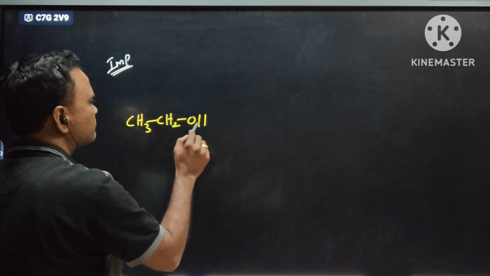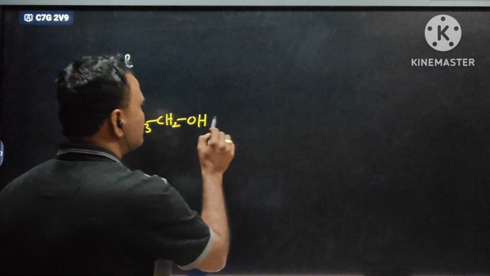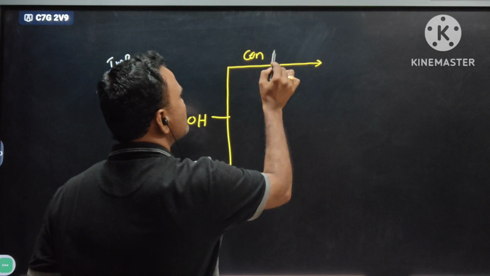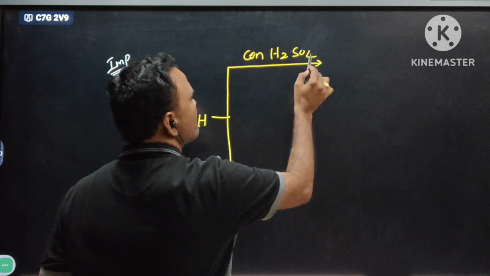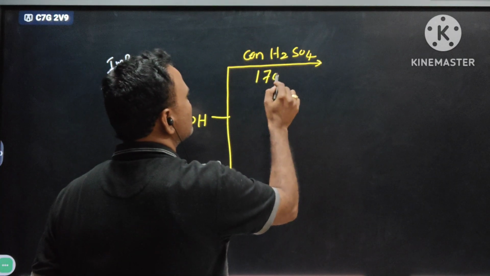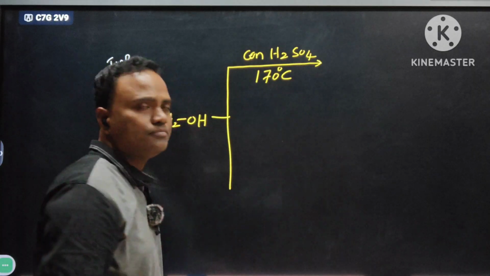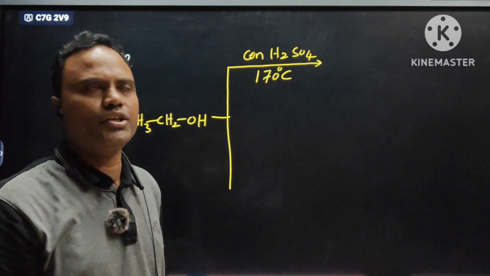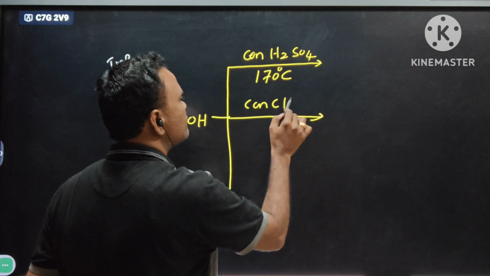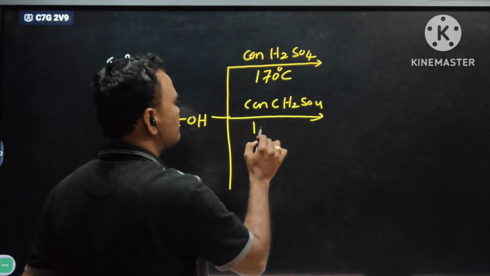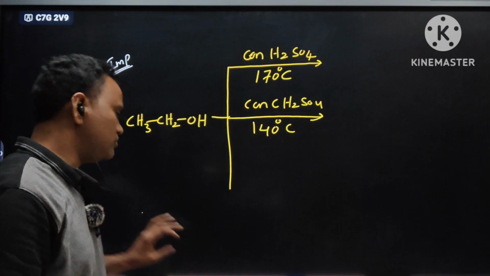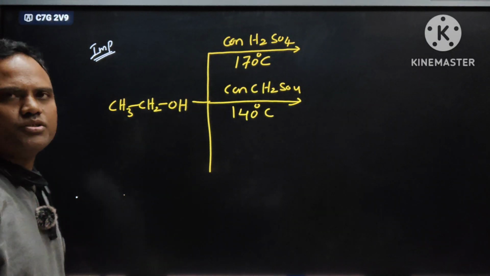What is its name? Ethanol. Concentrated sulfuric acid. What is its role, girls? What is the role of concentrated sulfuric acid? Dehydrating agent. What is the difference between these two? See it? Temperature difference.